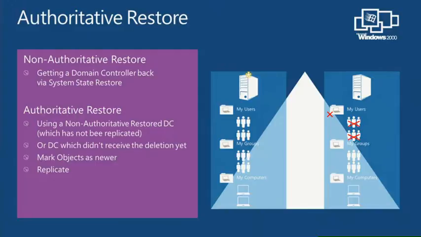So for example, if in the domain those user objects have a deletion flag on them, we need to do an authoritative restore so that we are able to get those users back. So that means we mark the users and the groups or whatever we deleted as newer than the copy before, and when replication hits, those users on the other domain controllers will be undeleted.